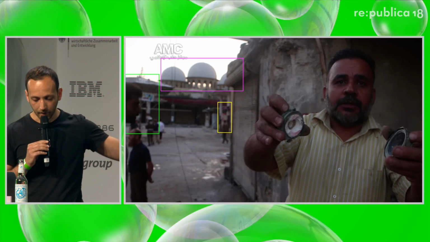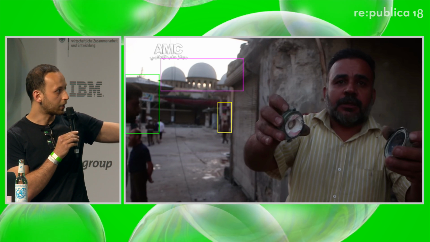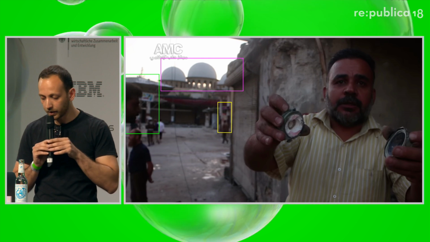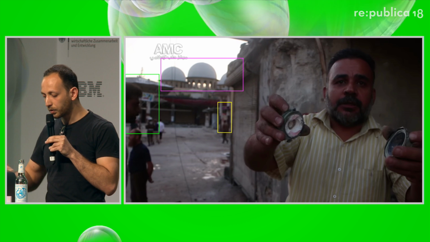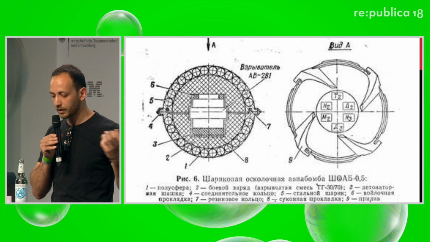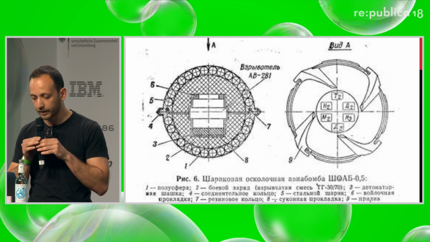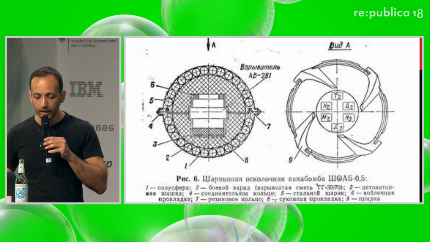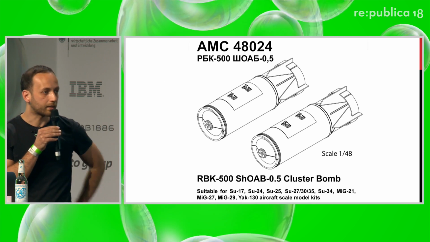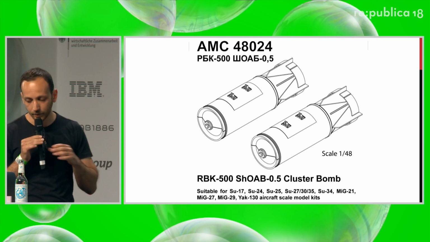For example, this one shows the same building, so it's in the same location, with the same landmarks, and it shows the remnants of the munition. Through open source research, we can identify the remnants of the munition. In this case, it's a cluster munition manufactured in Russia, as well as the containers, which are also from a Russian manufacturer. It's a cluster bomb.